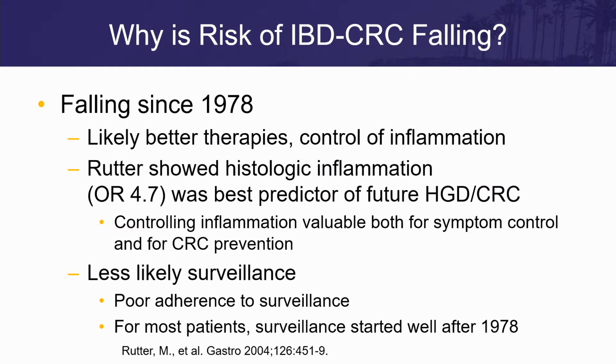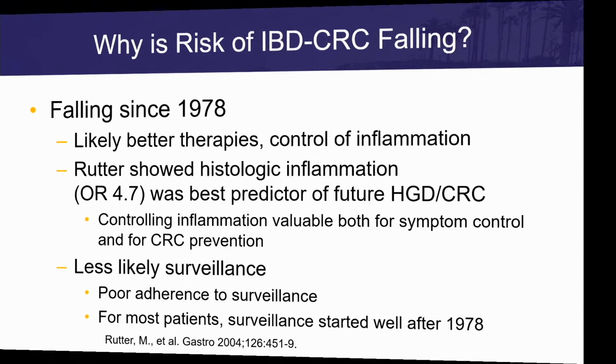Some of this is probably because we have better therapies and better control of inflammation, so there's less risk of cancer. And the best predictor of future colorectal cancer is actually histologic inflammation. So the better you treat people for symptom control, as well as endoscopic remission, the less likely you are to see colorectal cancers in the future. So it's less likely that surveillance is making a difference, because this decrease started falling in 1978. And for most patients, surveillance started well after 1978. So it looks like it's more the meds than the surveillance.